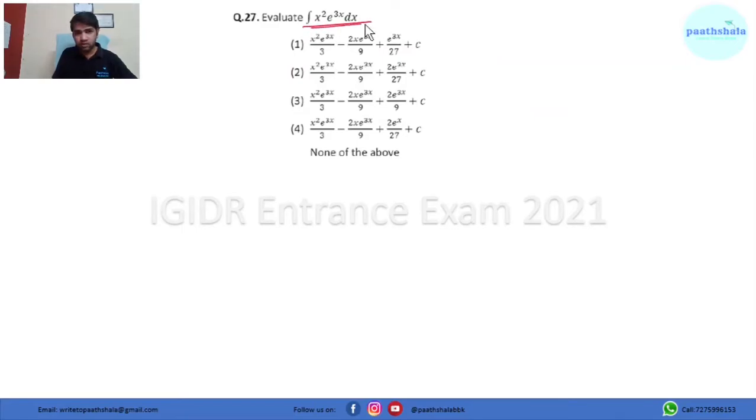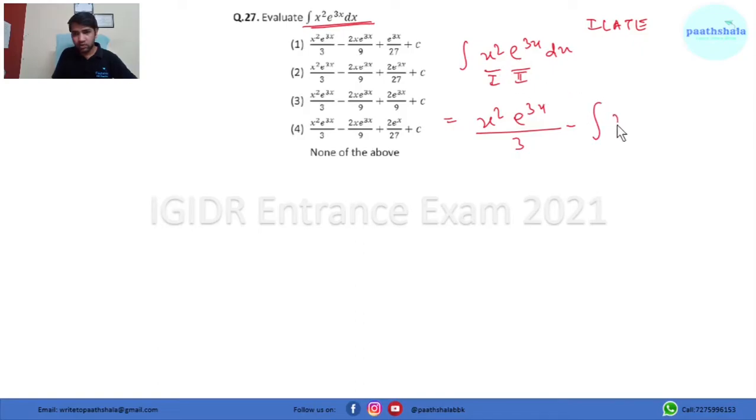Here in this question we have to evaluate this integral. So we can use integration by parts. So this is x square e to the power 3x dx. Now by the ILATE rule, we'll take x square as the first function and e to the power 3x as the second function. So now apply integration by parts. So this will be x square times the integration of e to the power 3x, which is e to the power 3x upon 3, minus the d dx of the first function, that is 2x, into the integration of the second function, that is e to the power 3x upon 3, dx plus c.